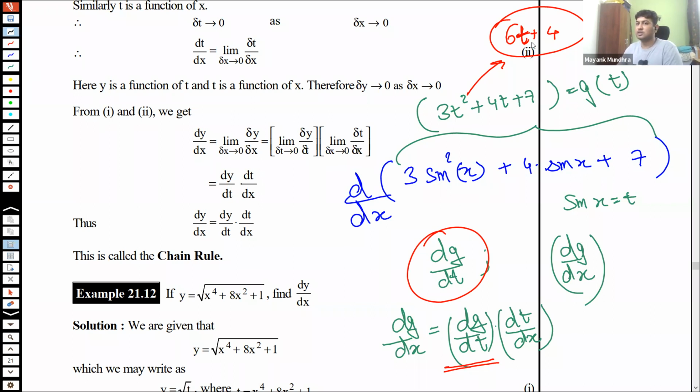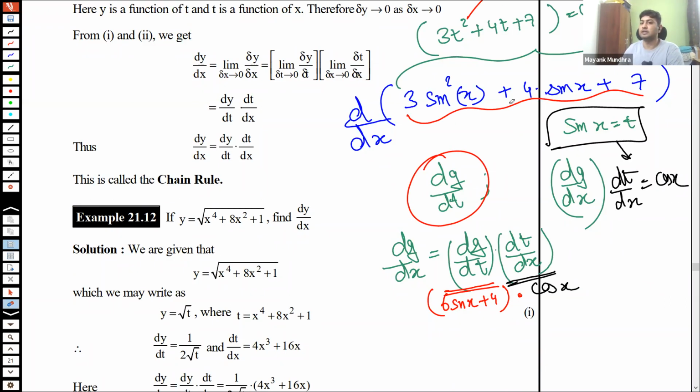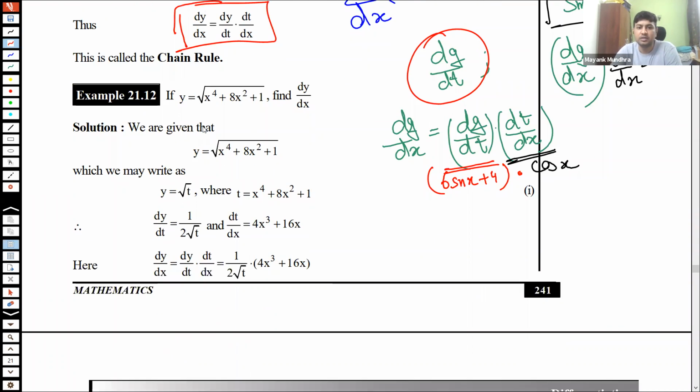So I make this substitution that t is equal to sine x. Next, dt by dx. So remember that t is equal to sine x, so dt by dx is d of sine x by dx. That is just cos x. And this thing was 6 sine x plus 4. So 6 sine x plus 4 into cos x. That is going to be the differentiation of this complicated function. So that's your chain rule. It comes in handy a lot of times.